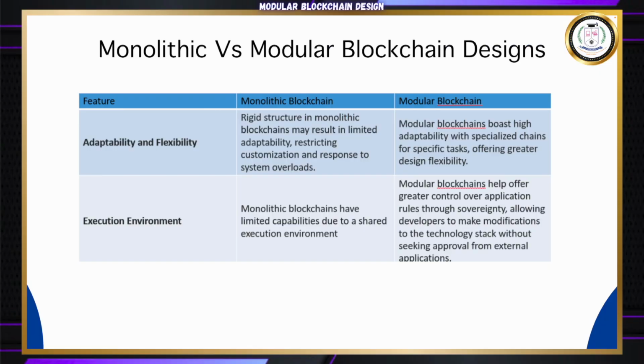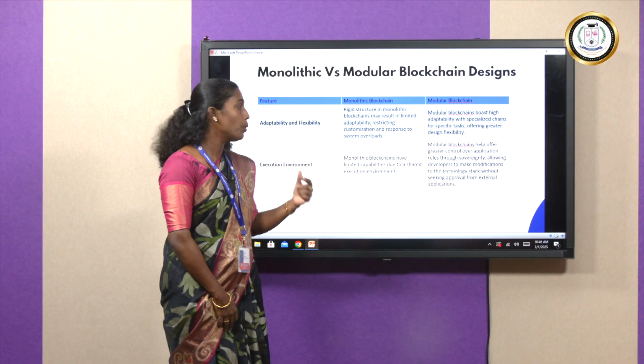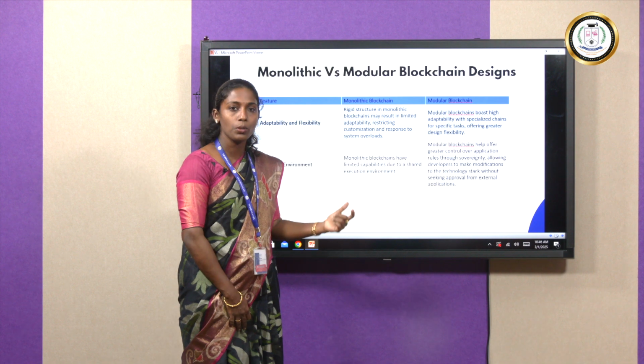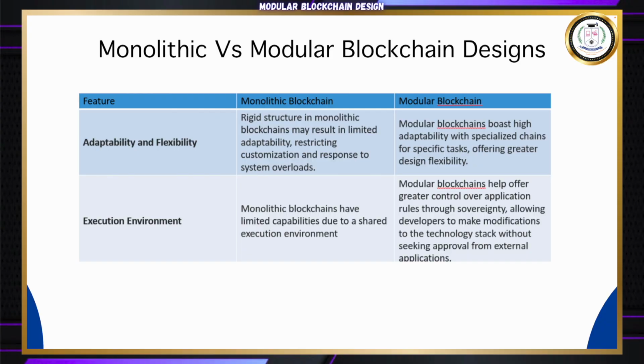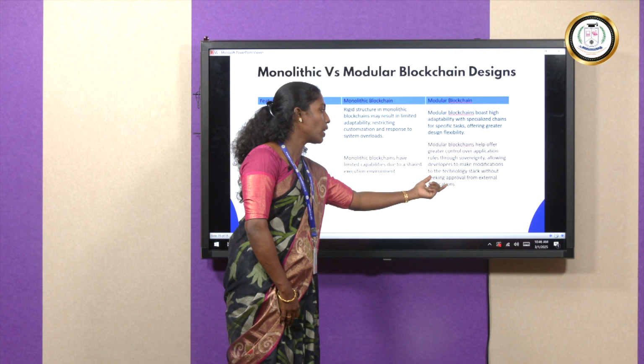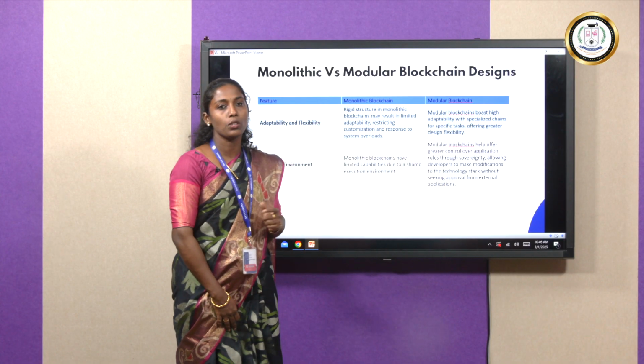The next category is adaptability and flexibility. Here the monolithic will be less adaptable, and the modular blockchain will provide good adaptability, and the flexibility will also be good. The last one is the execution environment. This will have a shared execution environment, and here it will have control over the applications through the sovereignty process.